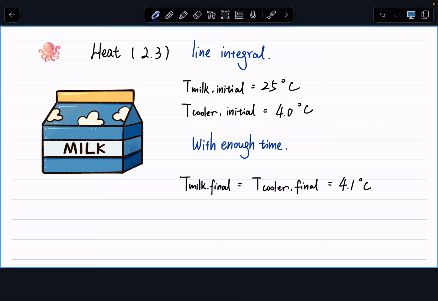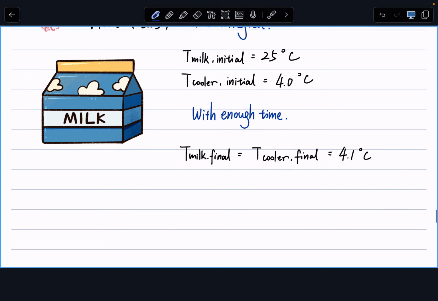We will have more equations of heat, but if you think about the most simplistic definition of heat that you probably learned in high school, imagine you have a bottle of milk that is originally at room temperature. You put it into a cooler, which is at initial temperature 4.0, and give it enough time until it's at the final temperature. We have both the milk and the cooler at like 4.1 degrees Celsius, right? So in this process, we can have the heat, or we write it as Q.